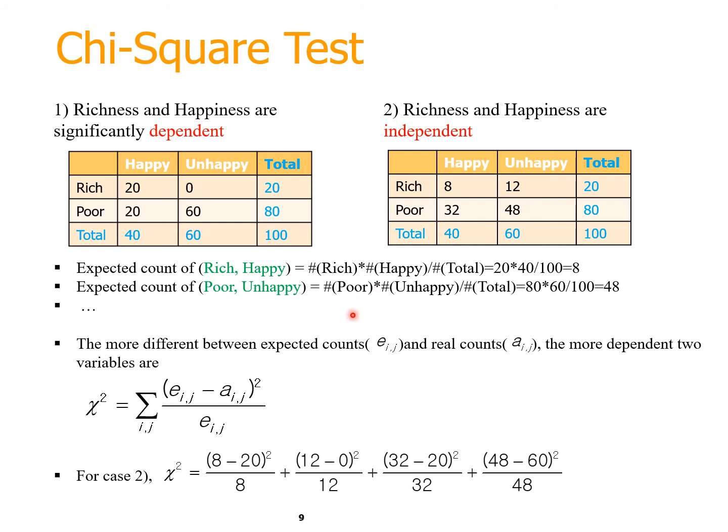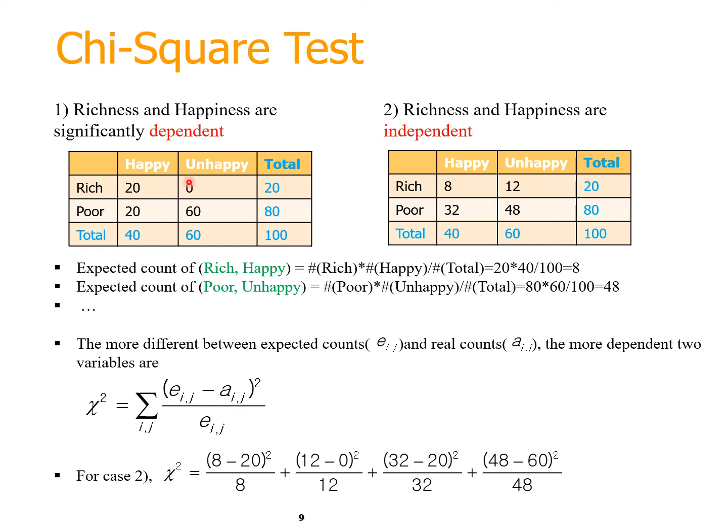So the basic idea of chi-square test is, these are the actual count and these are the estimated count, or expected count. So the more different these two values are, the more likely it is that these two variables are dependent, okay?